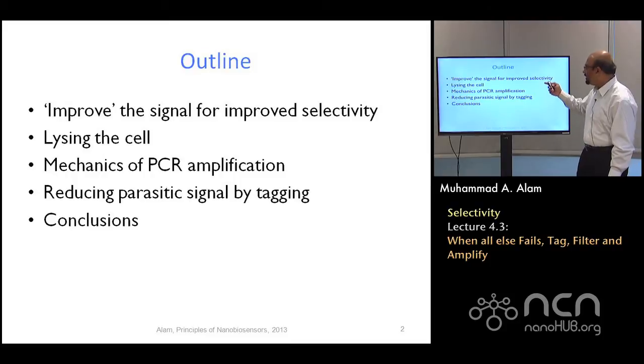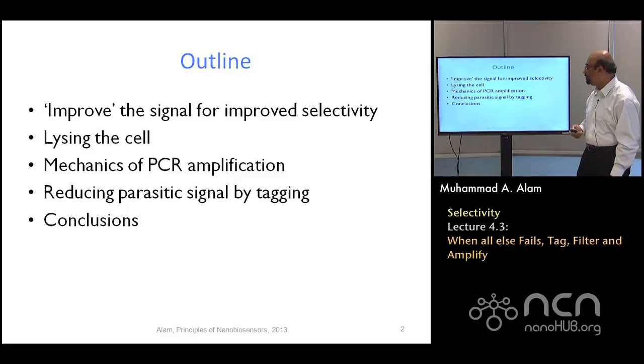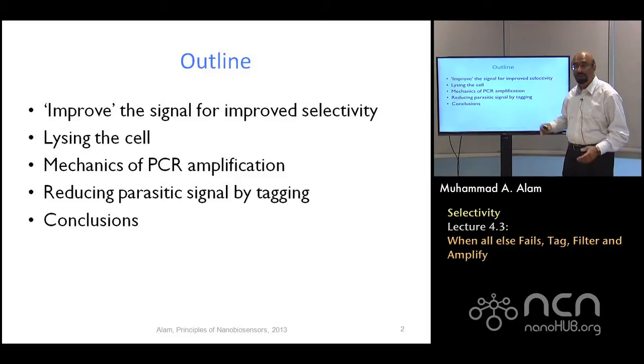So I will start with this notion about how to improve signal, and then we will go through a way of improving signal called polymerase chain reaction. And this is one way of improving signal, but of course you could also suppress the noise, right? If you could somehow suppress the noise, that would also give you better signal to noise ratio. We'll discuss that next before we conclude.